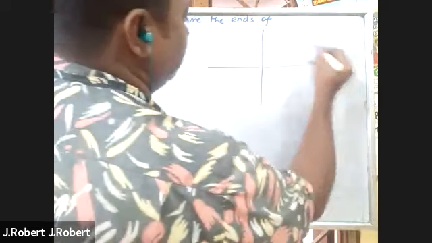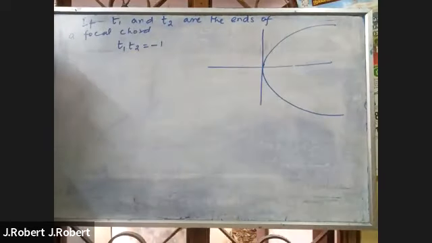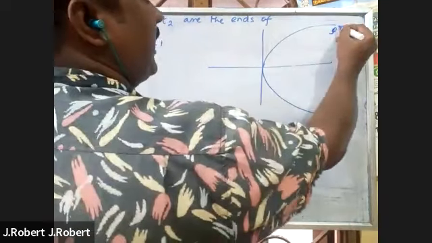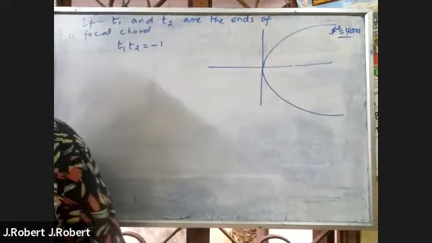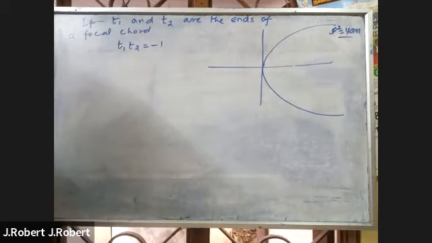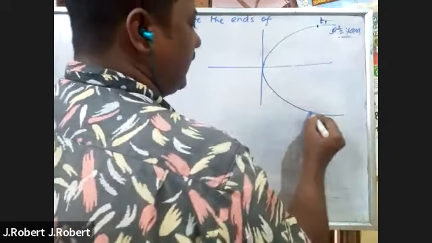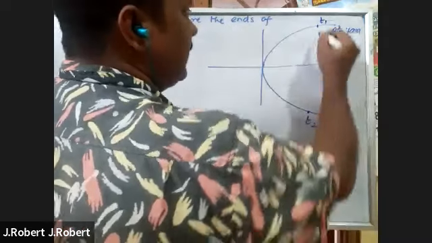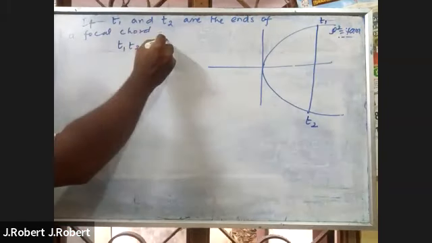We all know that the standard form of a parabola is like this. How is it open? Is it open leftward or rightward? Y squared is equal to 4ax. Open rightward or leftward? Rightward, sir. Open rightward. Suppose I am taking the point T1 on the parabola here and T2 on the parabola here. This T1 T2 is called a focal chord, and T1 T2 is equal to -1.